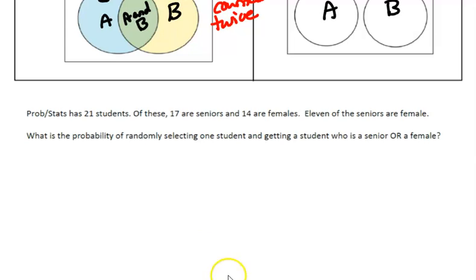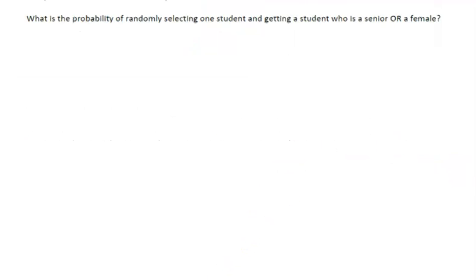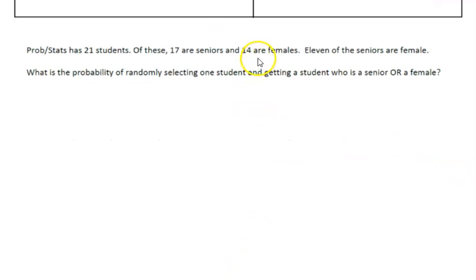ProbStats has 21 students in it. Of these, 17 are seniors and 14 are females. 11 of the seniors are female. What is the probability of randomly selecting one student and getting a student who is a senior or a female? So let's write down all the things we know as probability statements.